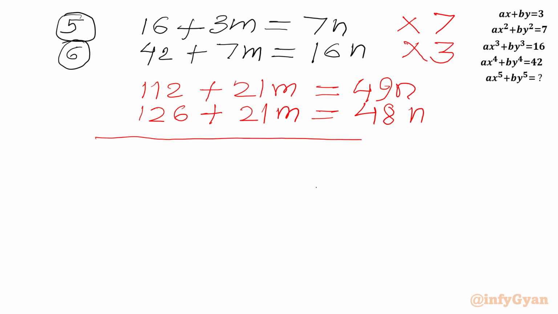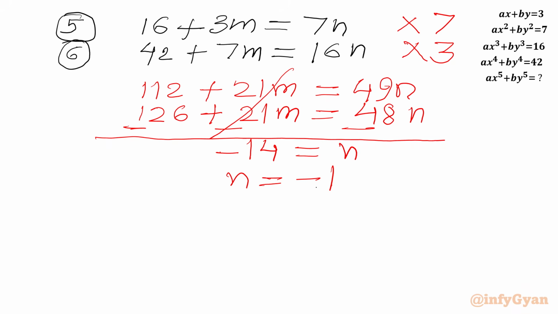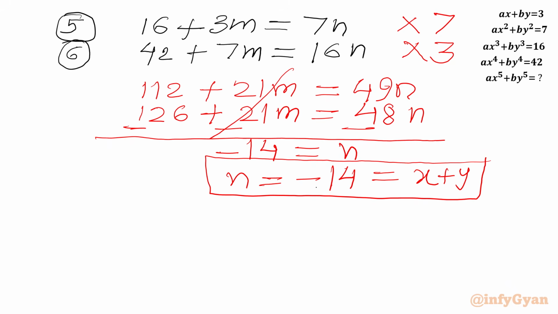Now we will subtract the second equation from the first one. So 21m will get over. We will get minus 14 in the LHS and n in the RHS. So our n will be equal to minus 14, which is equal to x plus y. So x plus y is minus 14.